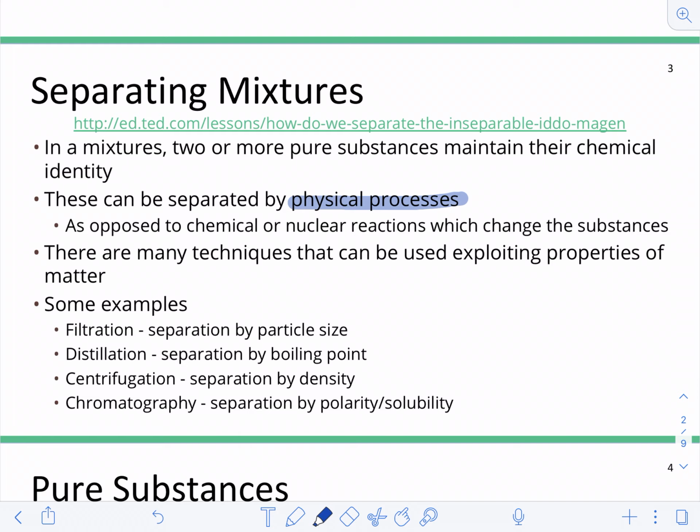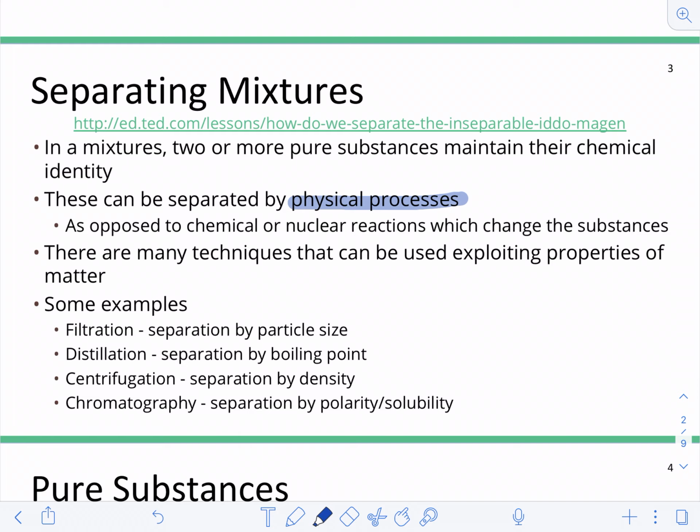They actually do this with our blood whenever they take it. You may have seen samples of blood that have been sitting out on your doctor's counter. These always have the plasma at the top, that clearish yellow liquid, and then the red blood cell part near the bottom. And then chromatography is a separation by polarity or solubility.